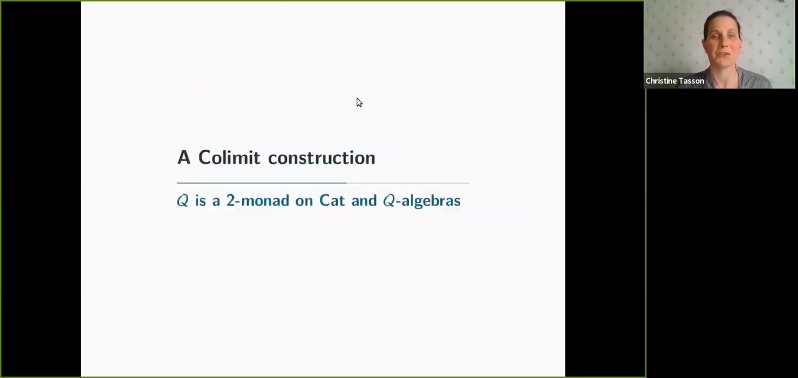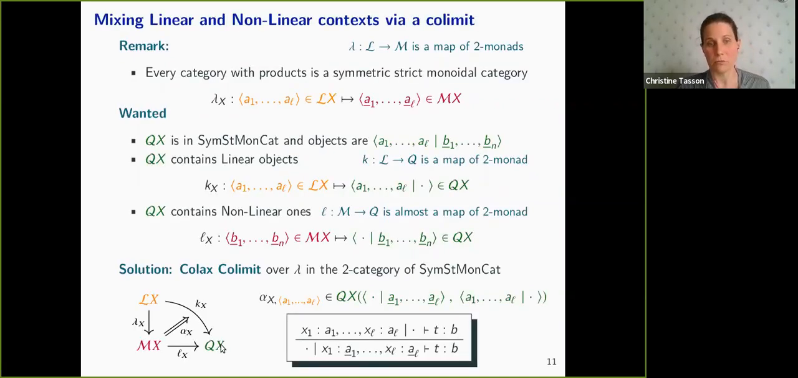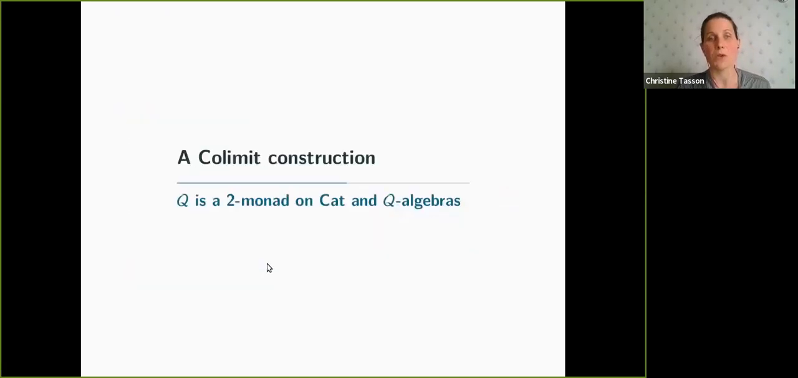Just a remark here, lambda can be seen as a map of two monads, and it will be important for later. Okay, so I have constructed Q abstractly, and now I want to prove that it is a two-monad on Cat, and I want to compute what the Q algebras are. I want to characterize them.